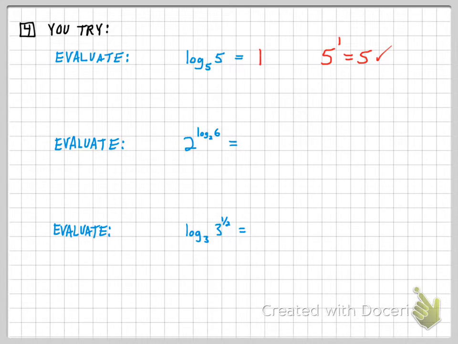2 raised to the log base 2 of 6. Okay, your answer should be 6. This is an example of a composition. You've got y equals 2 to the x, and you've got y equals log base 2 of x. These are inverse functions of each other. So if I take a logarithm and stick it into an exponent, it's going to reverse it and you get 6. Try the third one.